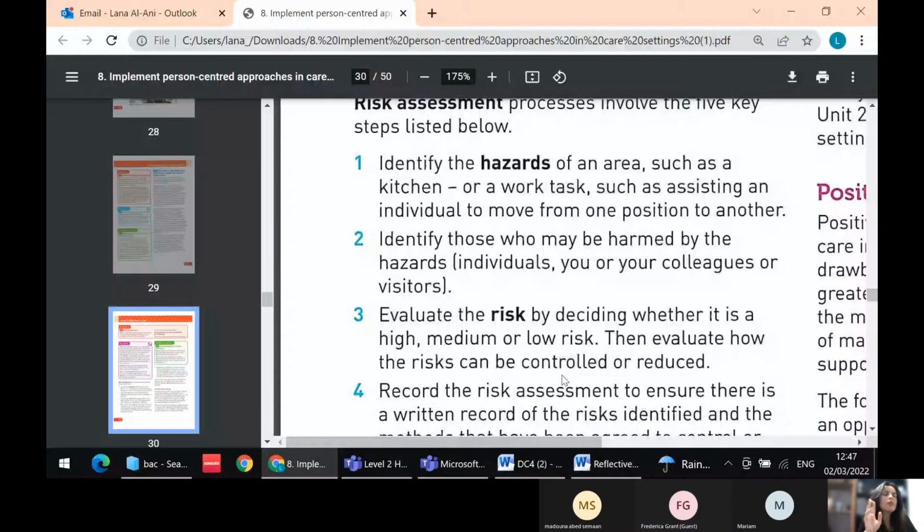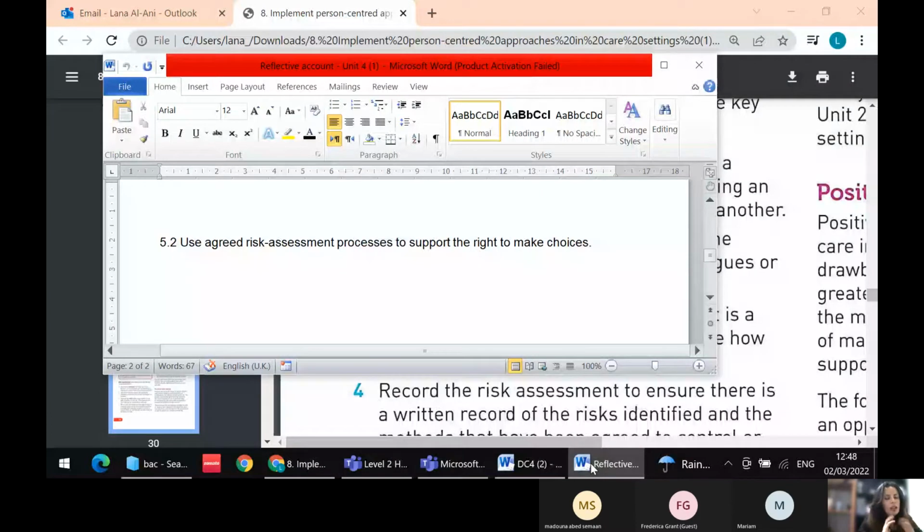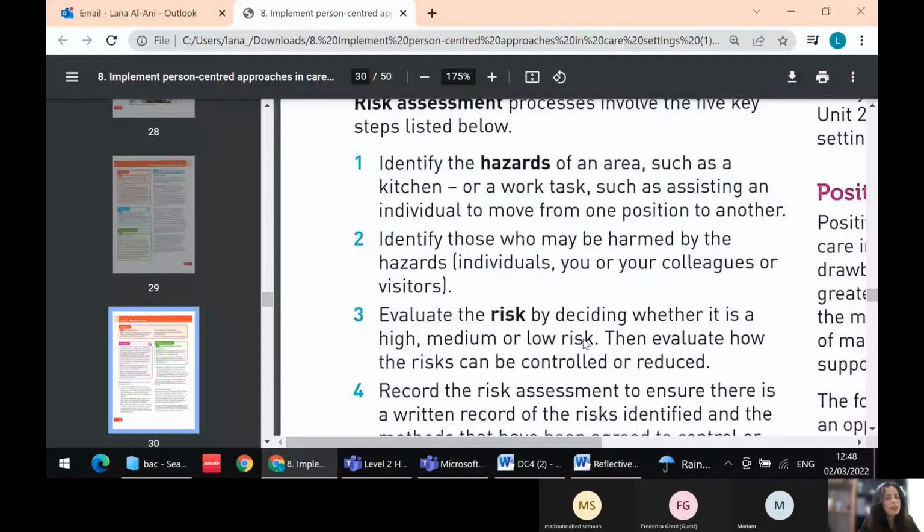Excellent, thank you. So first of all, when we talk to the customer, you need to talk about yourself. So here, when you get this question, use agreed risk assessment processes to support the right to make choices. So for me, if I was going to answer instead of you, I need to talk about myself. I need to talk about my own skills, my own experience, how I did that. So I say, in the care setting where I work, I always make sure I do a risk assessment for my clients when they make choices for themselves. So first of all, when I speak to my clients, I need to find out about their own wishes, their own preferences, what they want to do, how they want to do it.